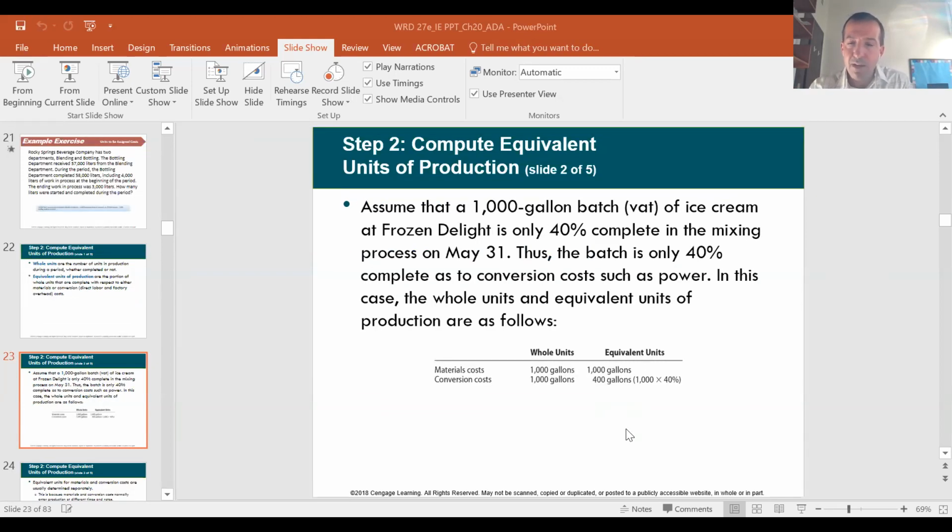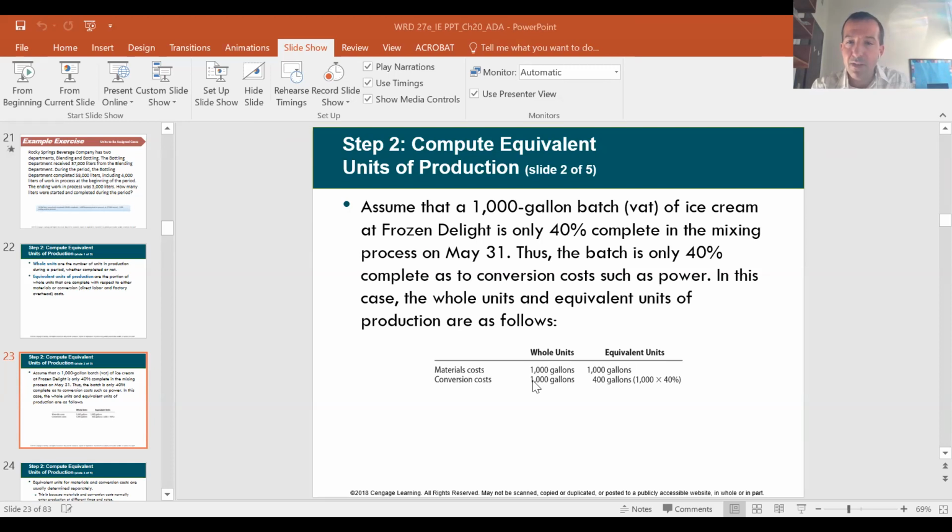So here's the example we have. In this example with the ice cream company, the materials happen up front first, and then conversion happens over time. As a result, the equivalent units are 100% of the whole units for material cost, because as we take the material, it's completed on the material piece. On the conversion piece, which is the labor and overhead, in this example, only 40% was complete.